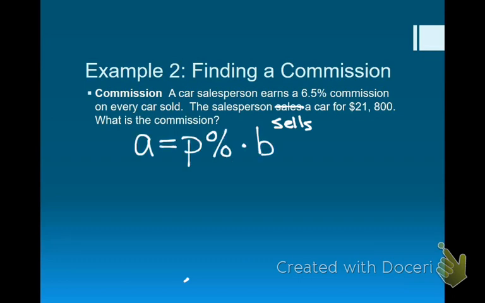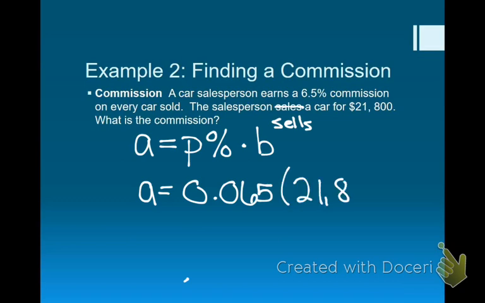Same formula. I don't know the commission, so you should see a direct connection to what we just did in example 1. Do I know the percent that he makes? 6.5%. How would I write that as a decimal? 0.065. If you wrote 0.65, that's 65%. So 0.065 makes all the difference, times 21,800. All right, go ahead and figure out his commission on one car.